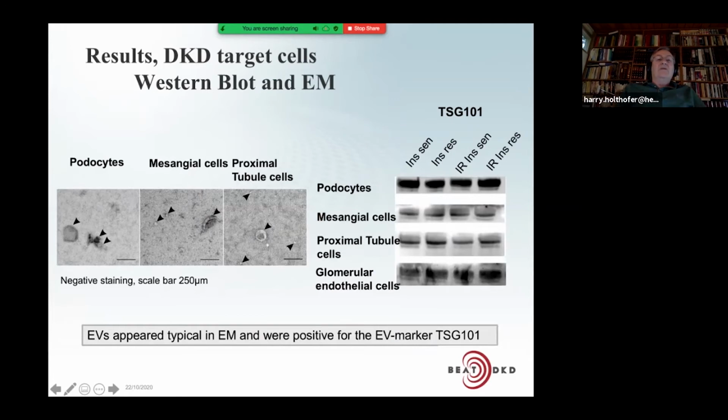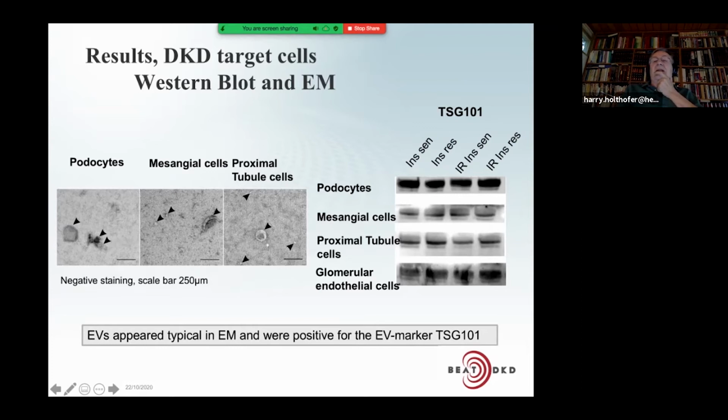So what did we find in the DKD, diabetic kidney disease target cells: podocytes, mesangial cells, and our control cells, proximal tubular cells? We confirmed that, yes, indeed, we have vesicles, typical of exosomes and larger as well. And then we showed TSG101 in podocytes, mesangials, proximals, as well as endothelial cells.